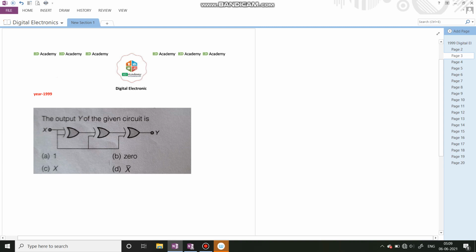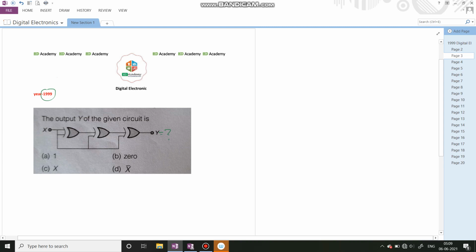This question is from Digital Electronics in the year 1999. The question is: the output Y of the given circuit is. Here, 3 XOR gates are connected serially, and they ask what will be the value of the output Y.